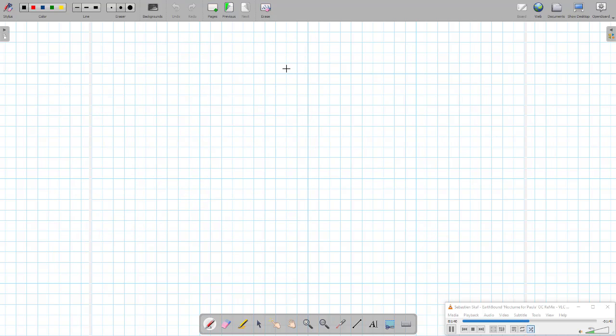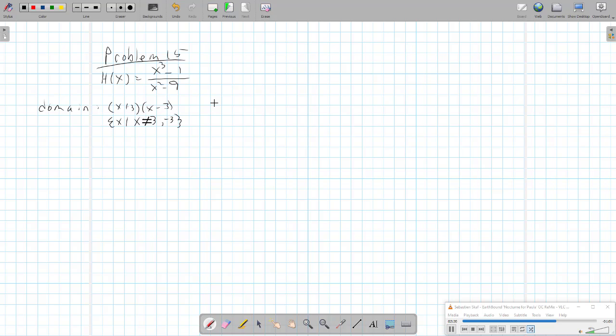And your asymptotes. Our last problem of the video is problem 15. Here we have h of x equal x cubed minus 1 over x squared minus 9. So domain. Well, this would be pretty easy. I can factor the bottom pretty easily. That's x plus 3, x minus 3. So domain is just all real numbers except 3 and negative 3. Probably should have just done a plus or minus.